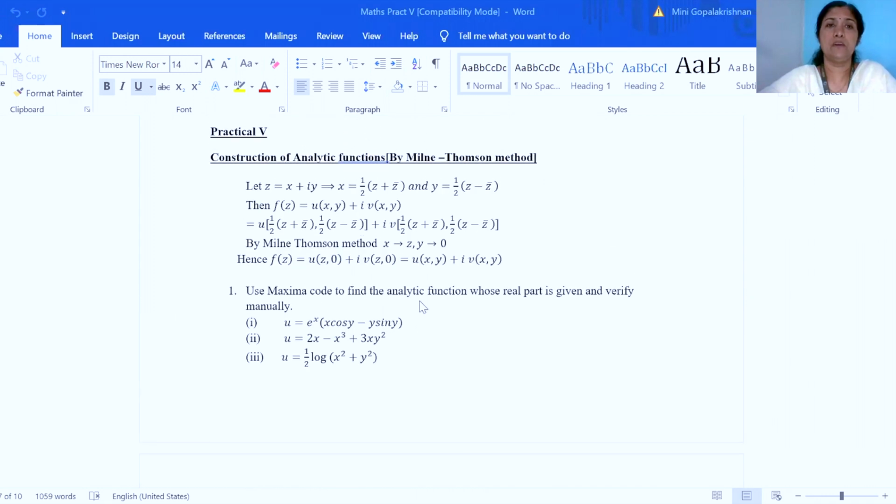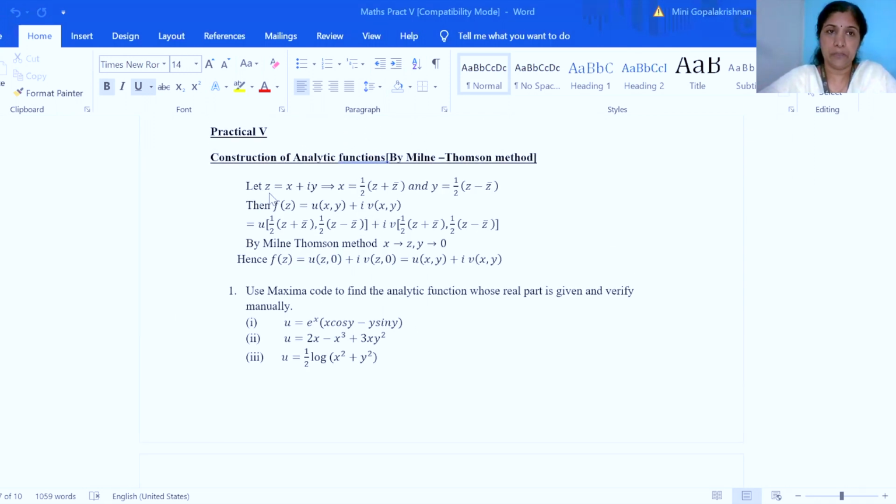So there are many Maxima programs on complex analysis, but in particular we'll take the Milne-Thomson method applied for construction of analytic functions. So first we'll look at the theory part related to that. Milne-Thomson method.